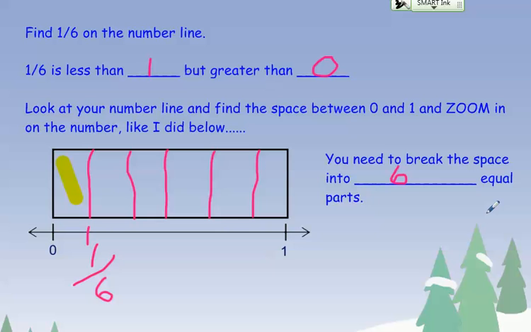Okay, so hopefully yours looks like mine. 1/6 is less than 1, but it's greater than 0. You have to break your whole unit into 6 pieces. 1, 2, 3, 4, 5, 6. And I want 1 out of the 6. 1 out of 6 is right here. So that's where 1/6 is.